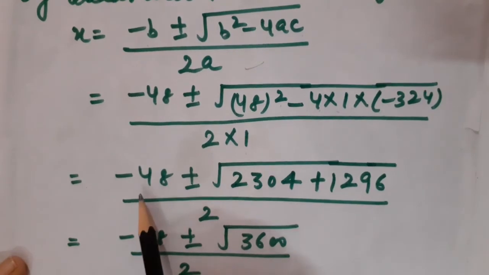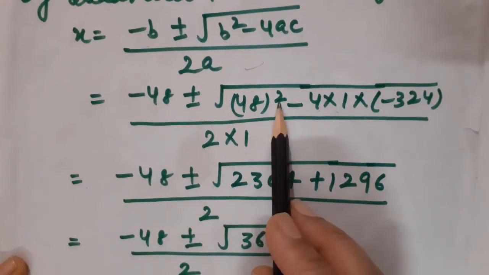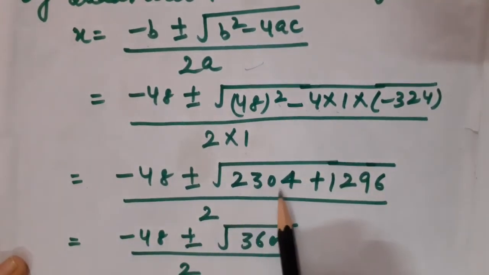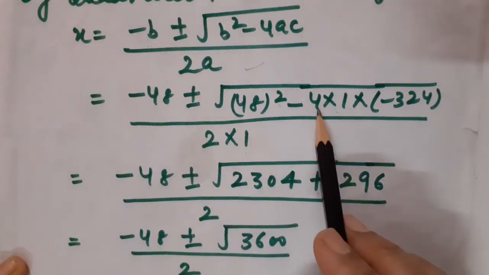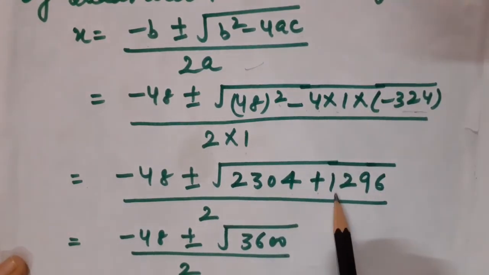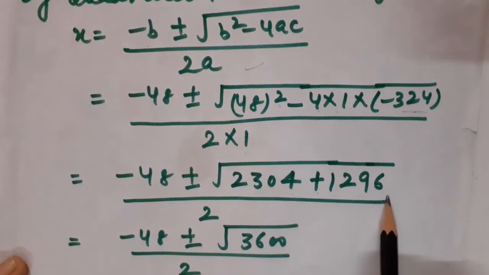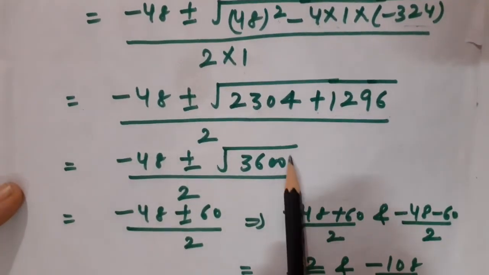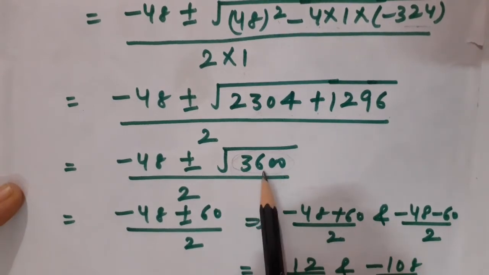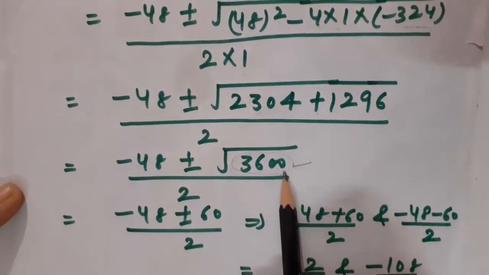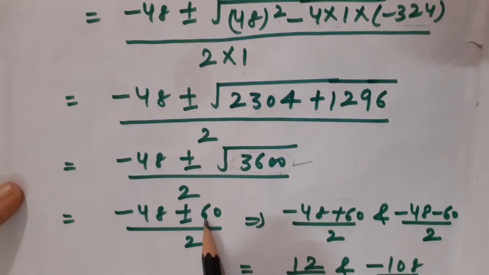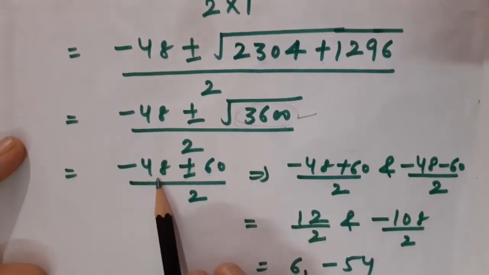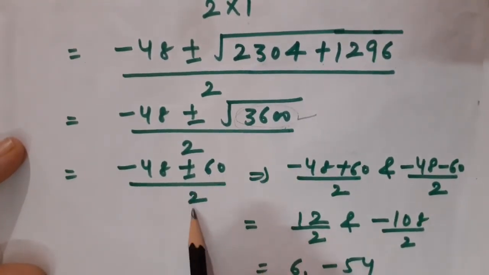So I have got minus 48 plus minus, 48 square will be 2304, plus 4 into 324 you will be getting 1296. Correct? Add both of them. Here you have got, children, a complete perfect square, that is 3600. It is a perfect square of 60. Correct? So I have got minus 48 plus minus 60 upon 2.